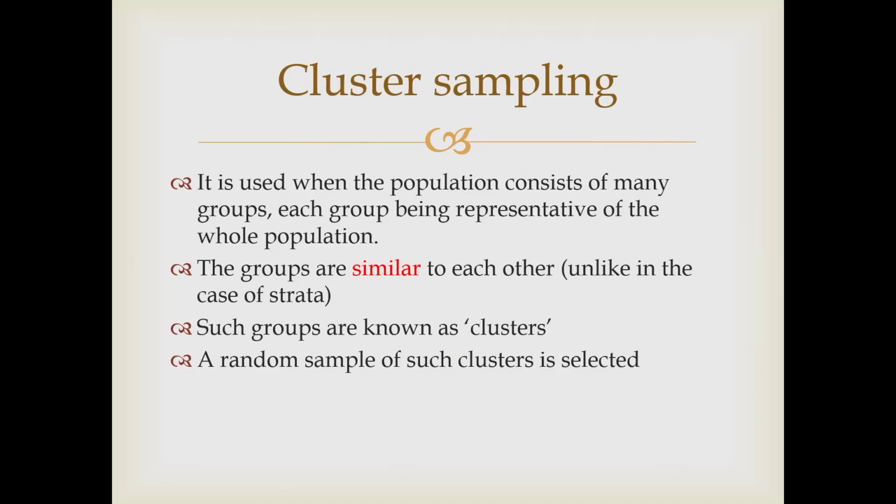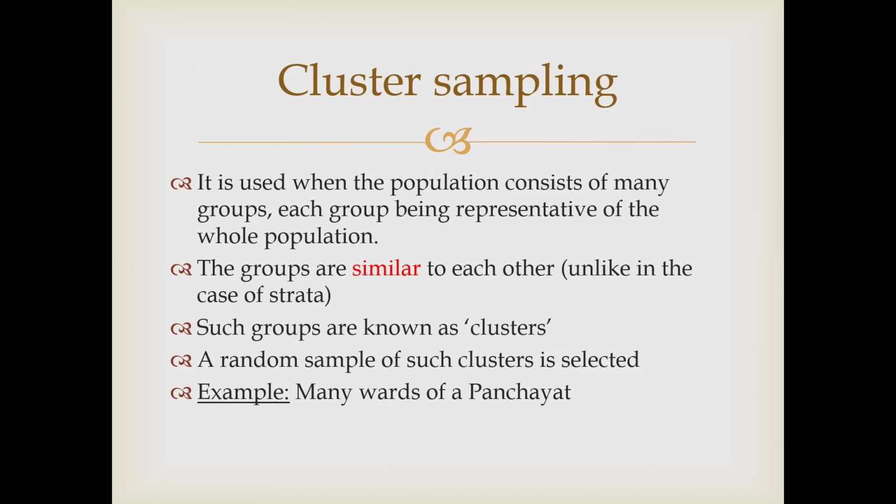So clusters are already there. Clusters are groups within the population which are similar, and we are making a random sample of such clusters. We are selecting because all the clusters are similar. Each cluster represents the population. So we select 5 or 10 or 15 clusters. Example: see, many wards of a panchayat. Supposing you take a panchayat, this panchayat consists of many wards. There may be 7 or 8 or 10 or 20 wards.